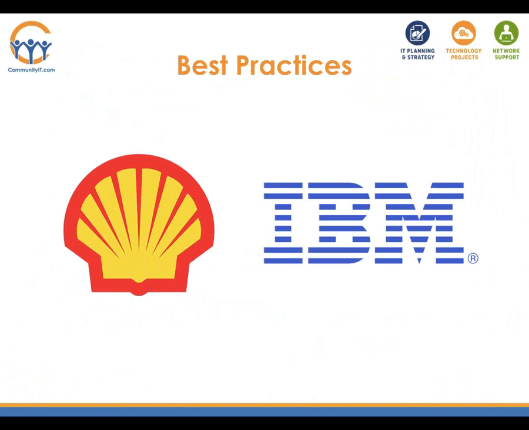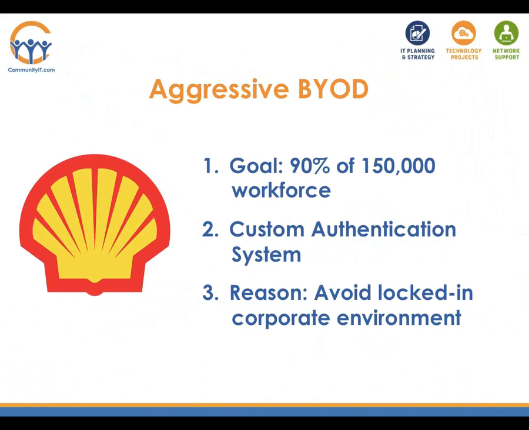How so? Well, let's start by talking about Shell. Shell just recently announced, a couple months ago, that it was going to take a very aggressive approach to dealing with BYOD. What I mean by that is that they had a goal of getting 90% of their workforce of 150,000 employees and consultants to use their own devices within the next 5 years. So that's a huge number of their staff who will no longer be using company-provided devices, but rather using their own personal devices to do their work. And so that's a very aggressive approach to BYOD.